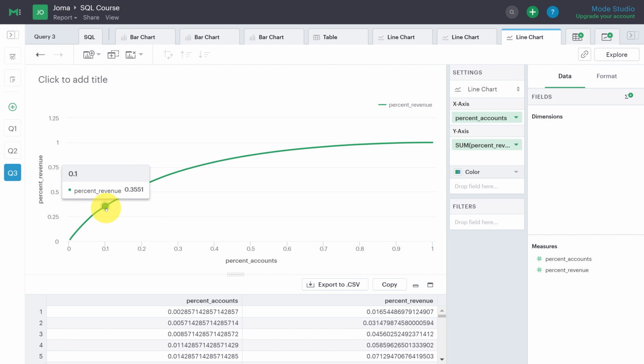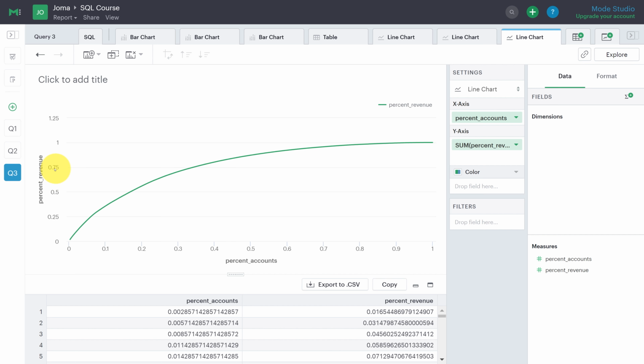All right, so the top 10% amount to 34% of the revenue, which is not bad. This is actually quite a nice distribution, as in it's not like a monopoly where the top 10% of accounts account for like 90% of the revenue. So yeah, or you can do it the other way around too.